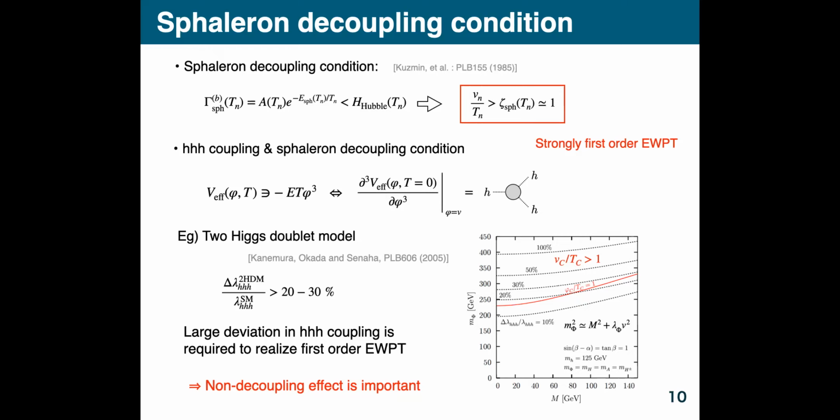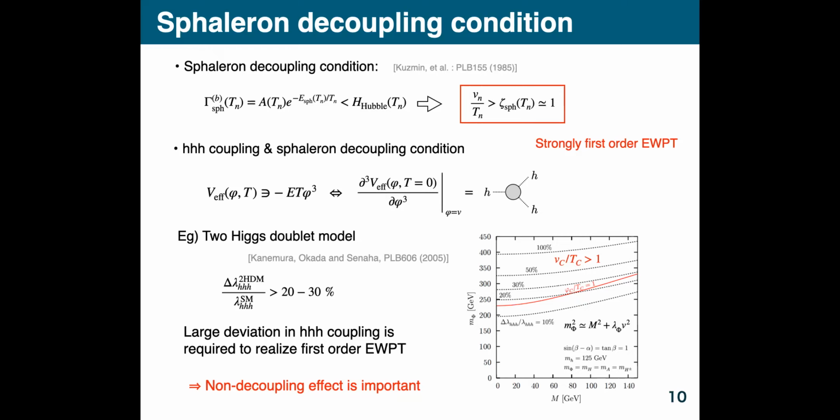And by using this condition, we can discuss the constraint on the triple Higgs boson coupling in several extended Higgs models. In order to realize a large v_n over T_n, as we confirmed, the cubic term plays an important role. On the other hand, the triple Higgs boson coupling is calculated by the third derivative of the effective potential. Therefore, we naively expect that there is a correlation.